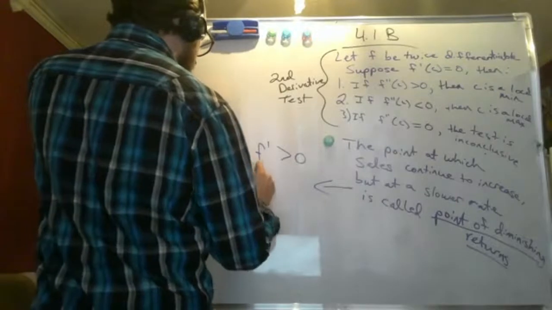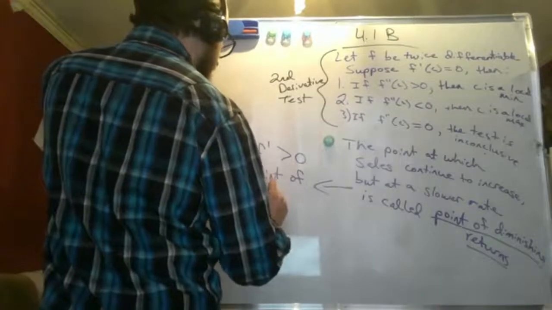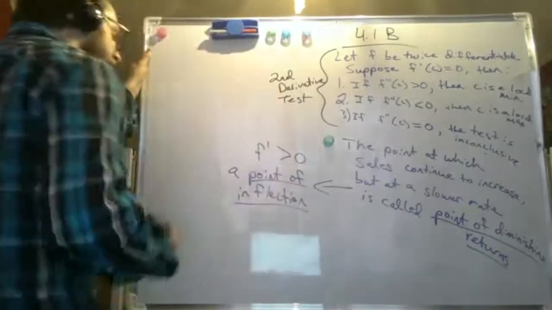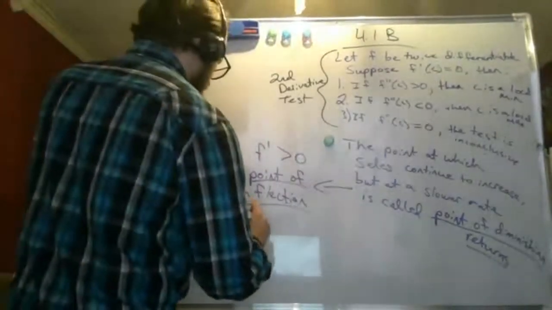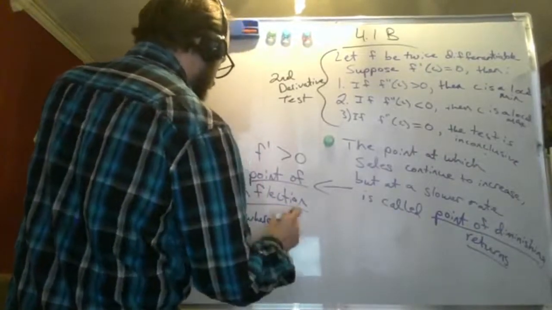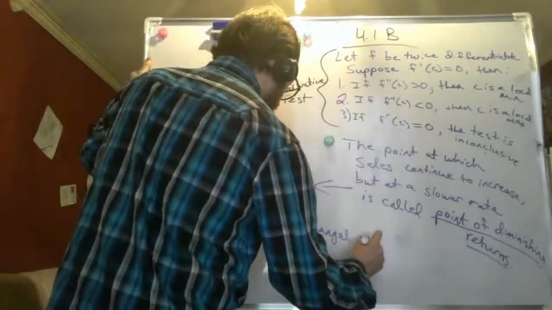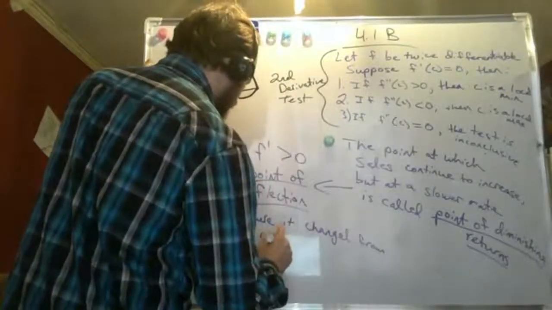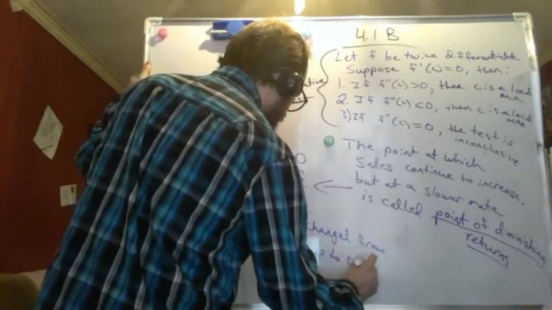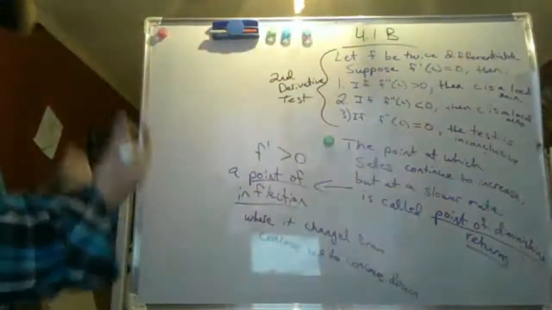It's a point of inflection. Remember our definition for that in 4.1a. That's where the second derivative is equal to 0. It's a point of inflection where it changed from concave up to concave down. It's a very specific type of point of inflection.